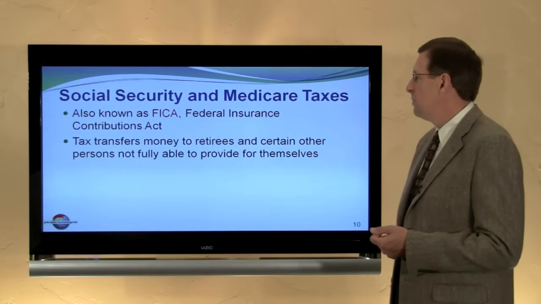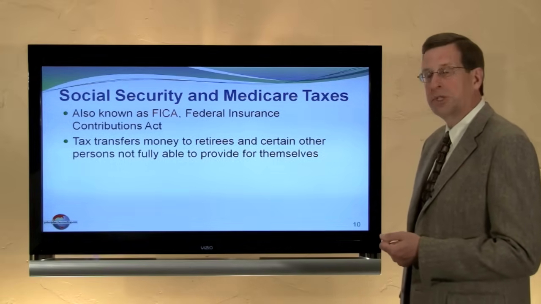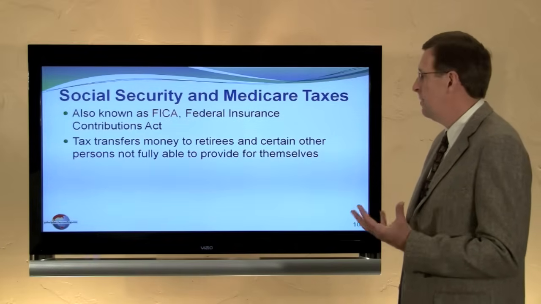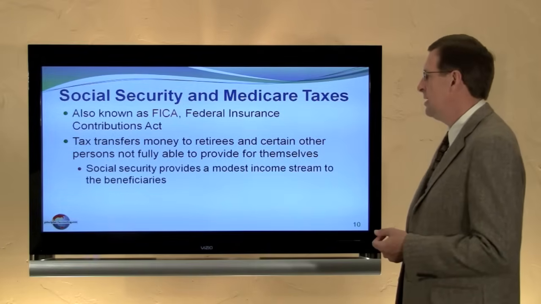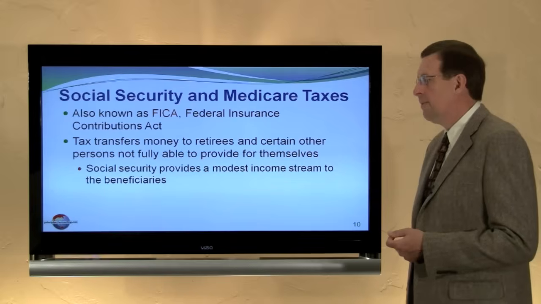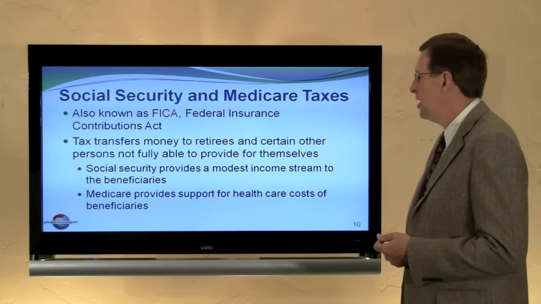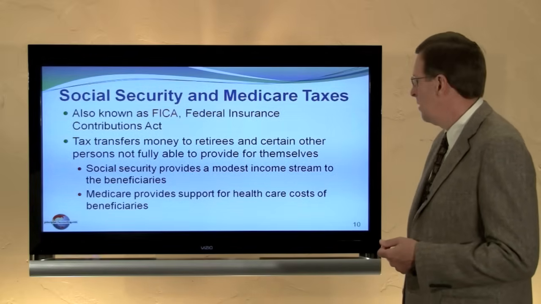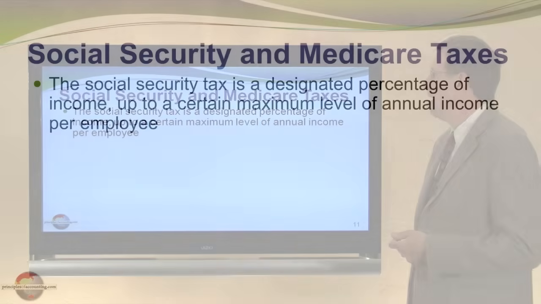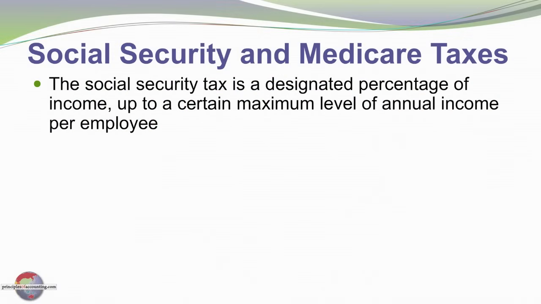The tax transfers money to retirees and certain persons not able to provide for themselves. So the beneficiaries of these payments are retirees and so forth. Social Security provides a modest income stream to beneficiaries. Medicare provides for the health care costs of the beneficiary. The Social Security tax is usually calculated as a percentage of income up to a certain maximum level.